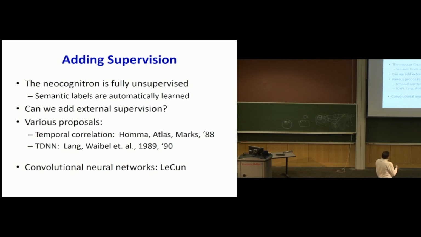There were several proposals. Homer, Atlas, and Marx in 1988, and at CMU, Kevin Lang came up with a very nice model in 1989. And that's what became time-delay neural networks. And a year later, Yann LeCun independently came up with the 2D version of what we call TDNNs. And that's what we call convnets.